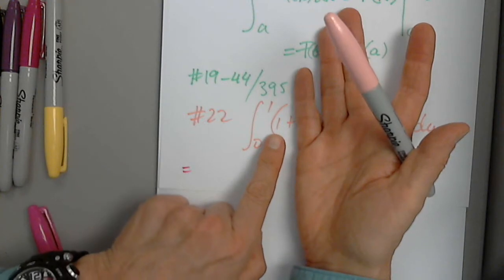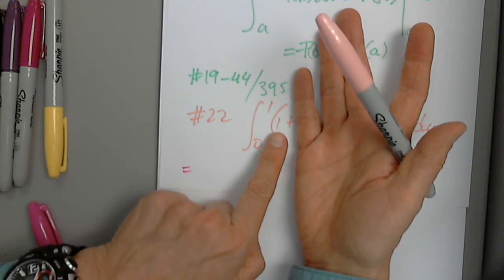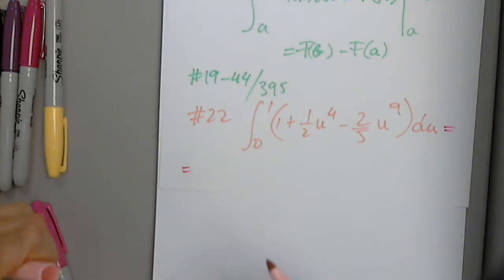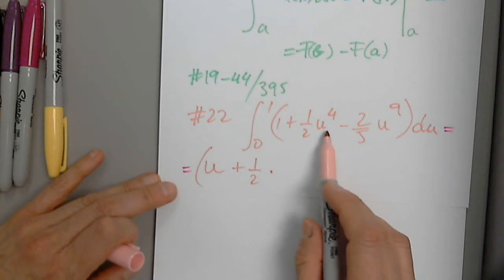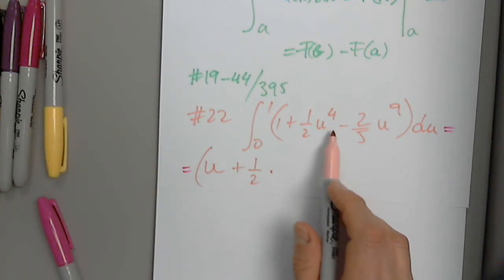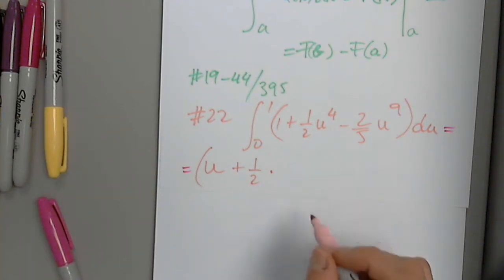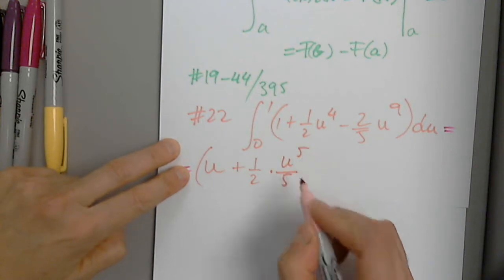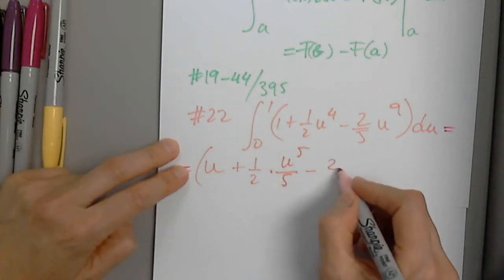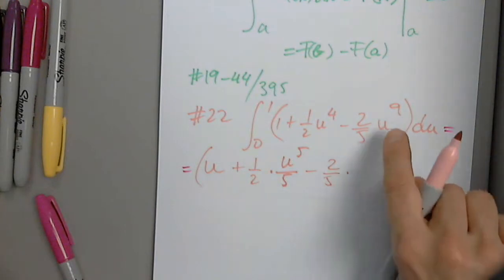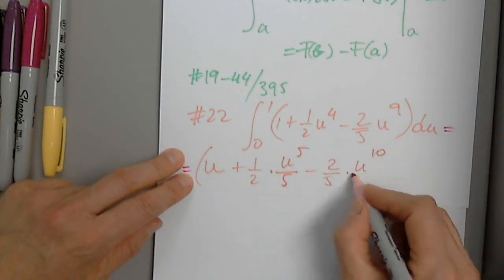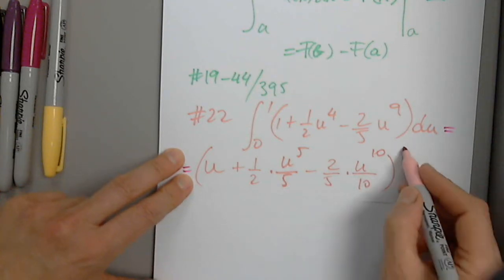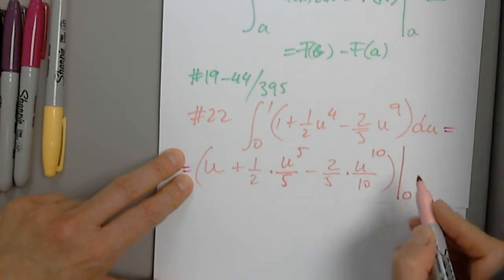What function prime is 1? Yes, but in this case, u. Excellent, very good. Plus 1/2 times, what function prime is u to the 4th? U to the 5th over 5. Excellent. Minus 2/5 times, what function prime is u to the 9th? U to the 10th over 10. Vertical bar from 0 to 1.